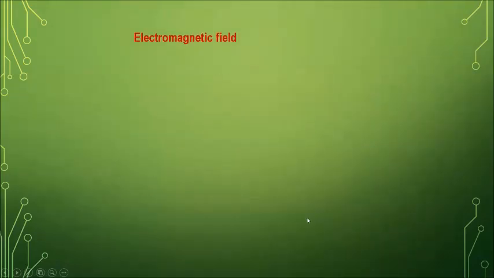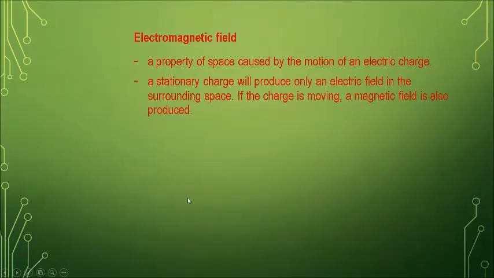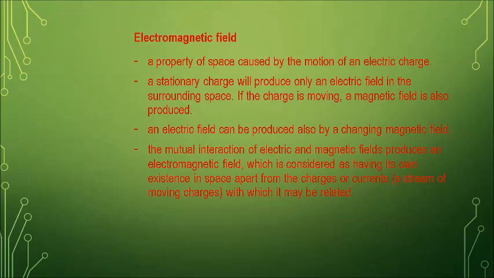Then what about the electromagnetic field? It's a property of space caused by the motion of an electric charge. If only a stationary charge is placed, it will just produce an electric field in the surrounding space. But if the charge is moving, a magnetic field is also produced. An electric field can also be produced by a changing magnetic field. So the mutual interaction of electric and magnetic fields produces an electromagnetic field.